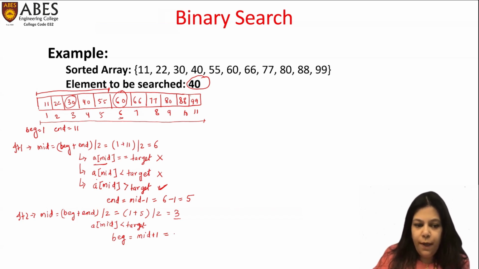So here the value of mid was 3. So 3 plus 1 will become 4. This is the new value of beginning for the next iteration. Right. Now, coming on to the next iteration, iteration number 3.